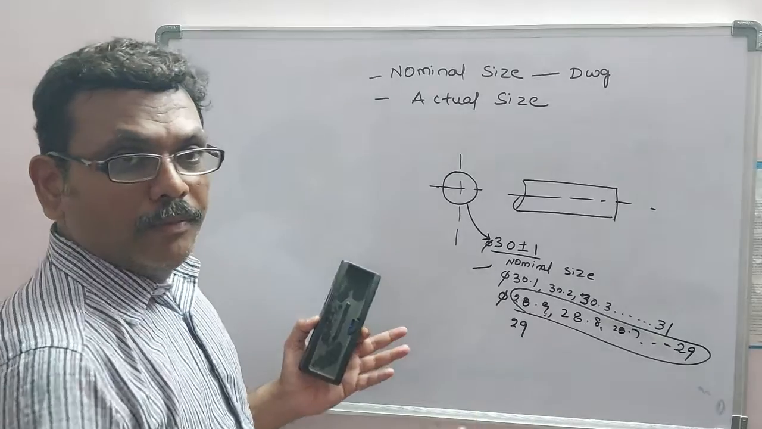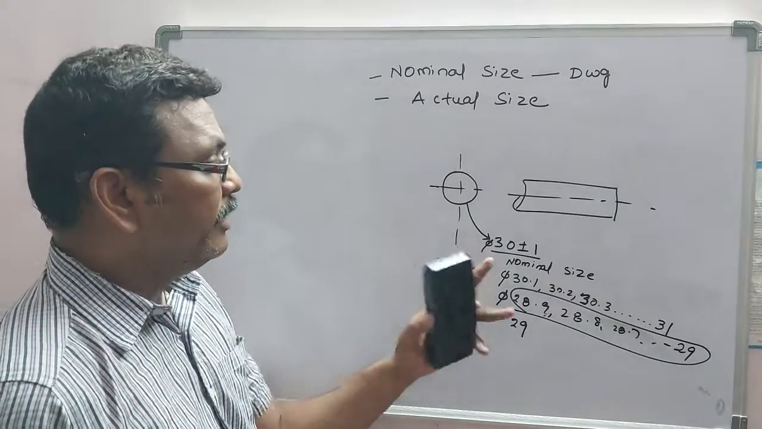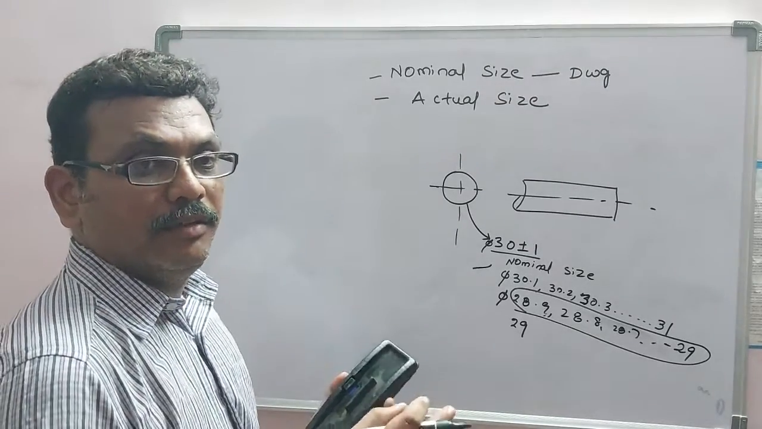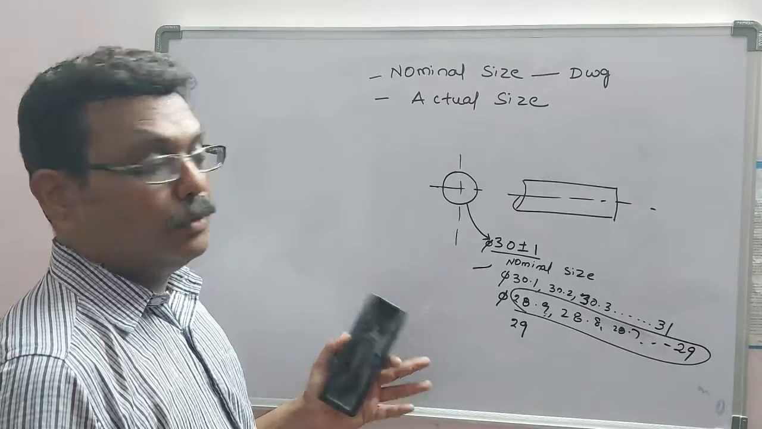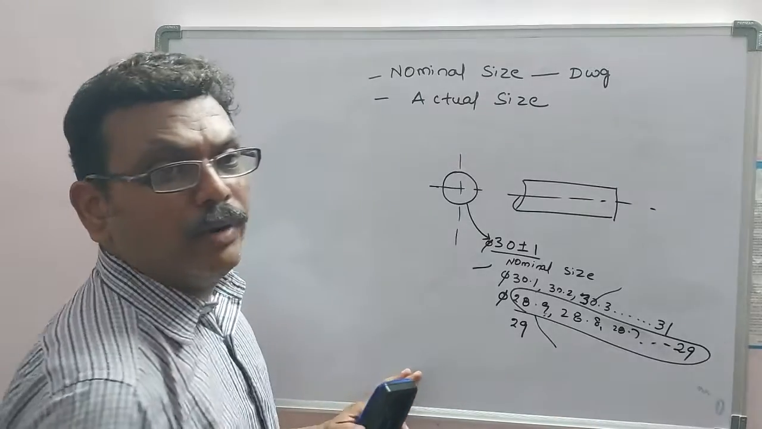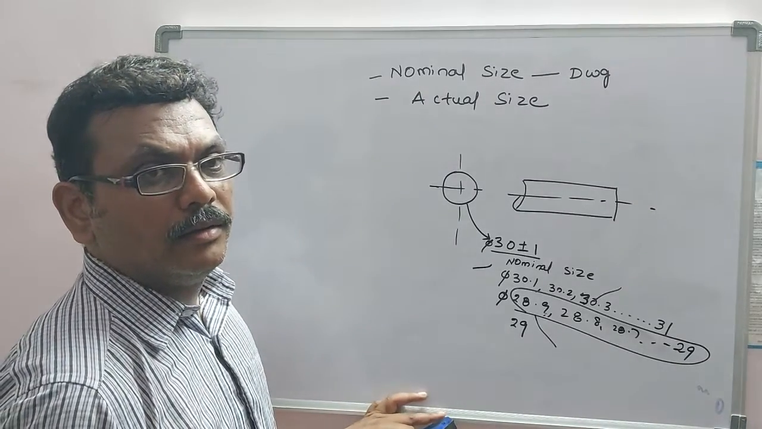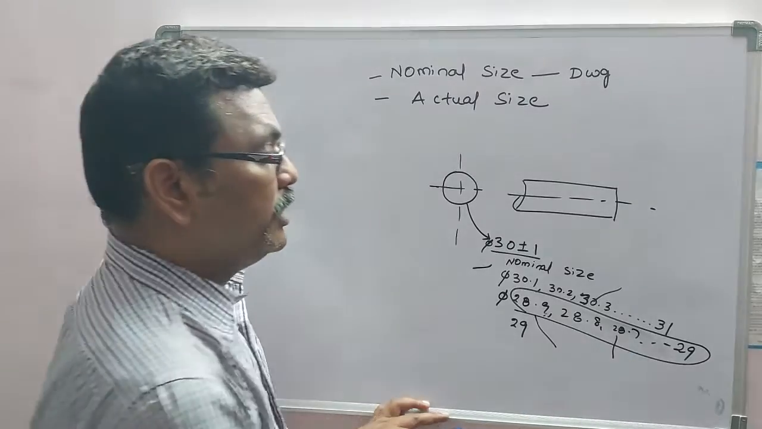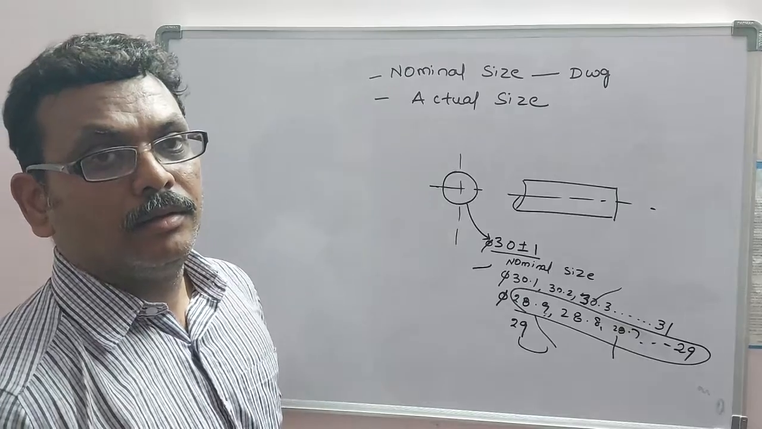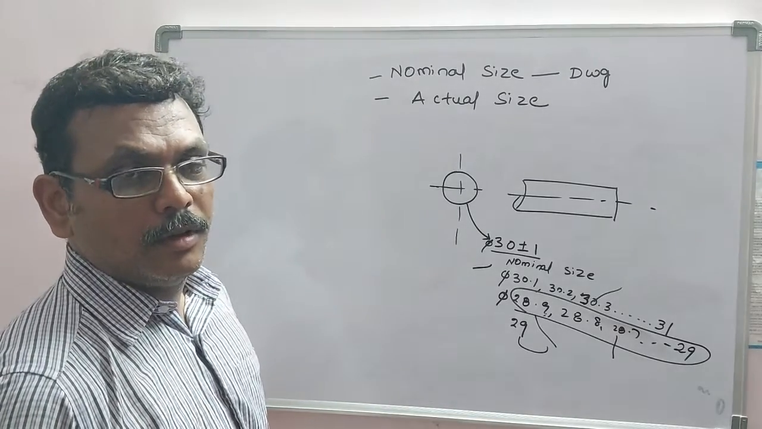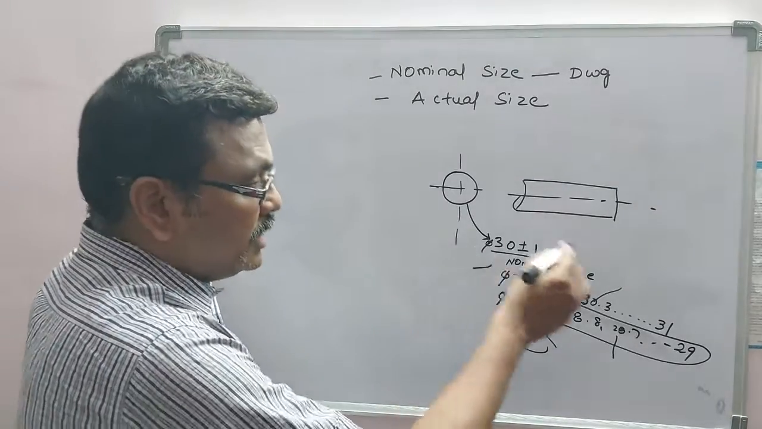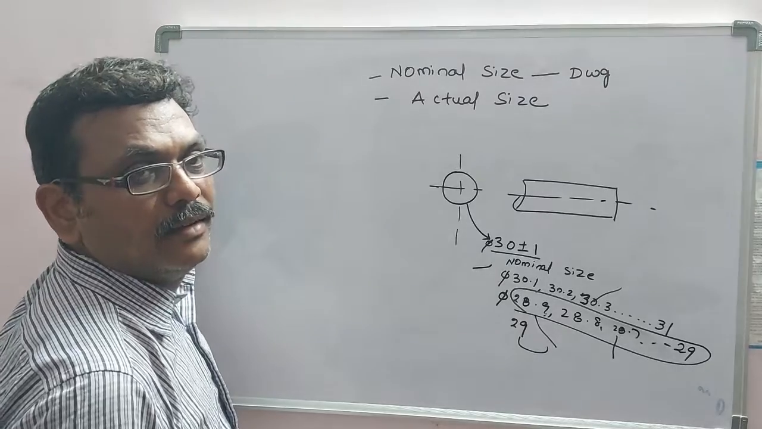Right? We don't know. We have given 30 plus or minus 1 in the drawing, but once it is manufactured and produced, we don't know what value we will get. We may get 30.3, or 28.9, or 28.7, or exactly 29. We are not sure. Right? So this is called the nominal size.